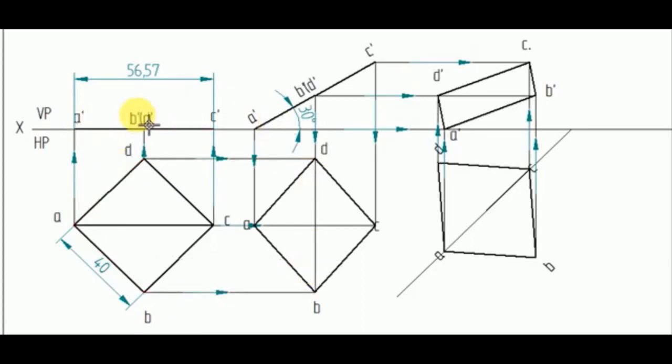Then keep a point here and take a 30 degree line. Keep a point, take a 30 degree line and cut it by C distance. Cut it by C distance means from your divider you have to take from A to C. Keep at A point, cut this 30 degree line by that C distance. That is nothing but 56.57 in your software.